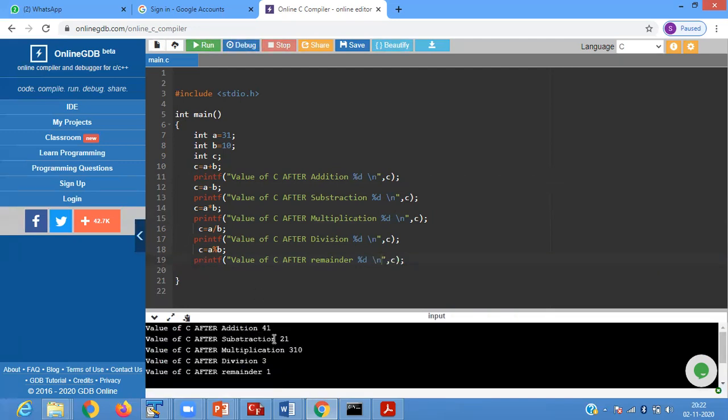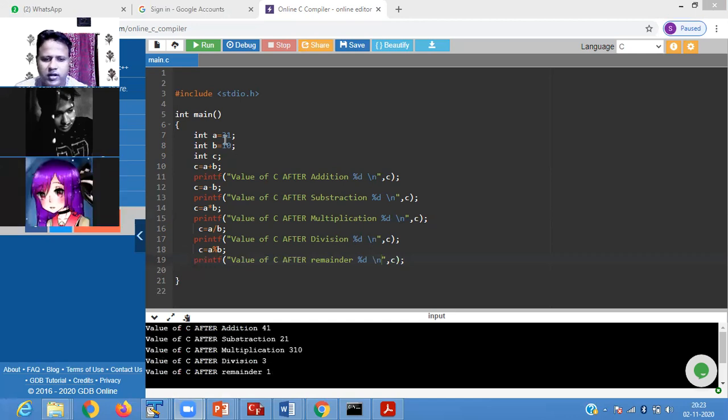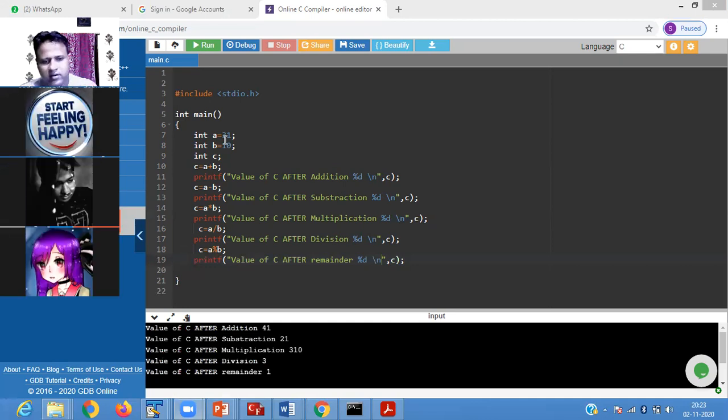First is addition, 31 plus 10 is 41, 31 minus 10 is 21. Then when it is multiplied, 310, after division, 3, and after remainder is 1. Okay, बुझिएला? Yes, sir. That is all. Okay, so these are all the arithmetic operators we are using here.